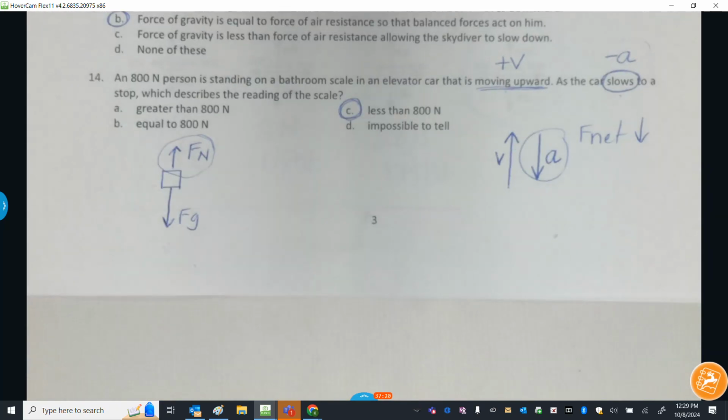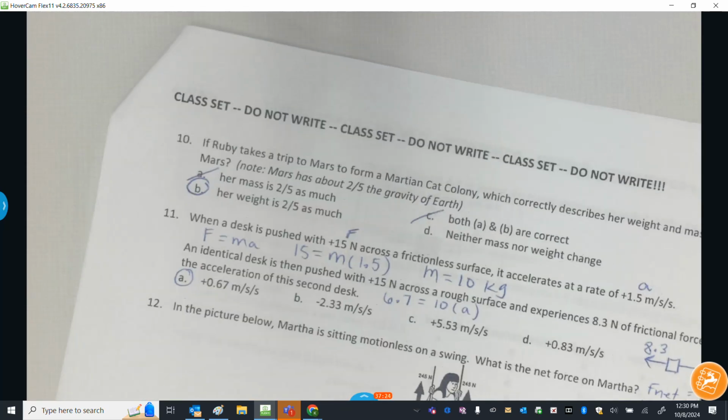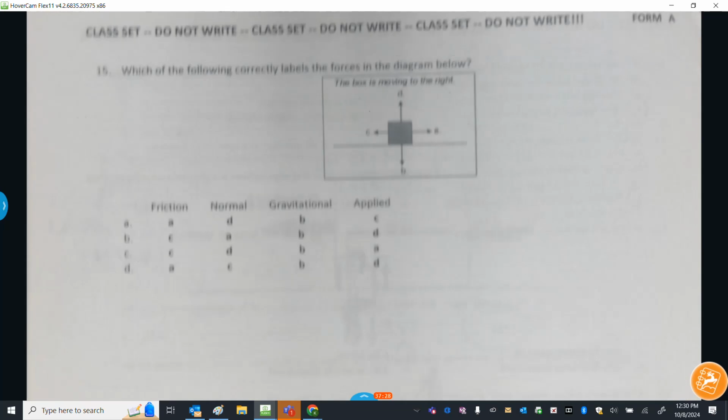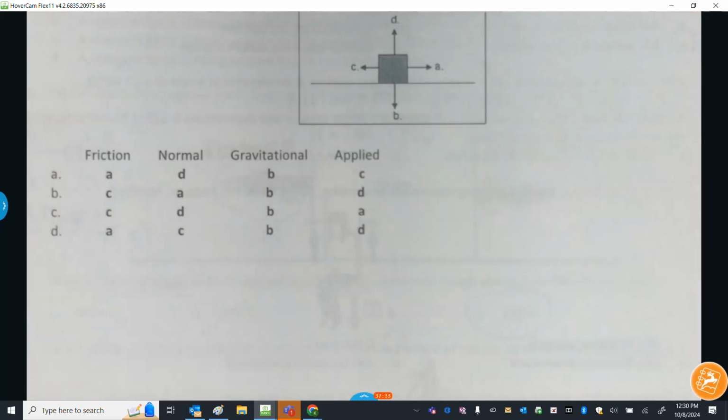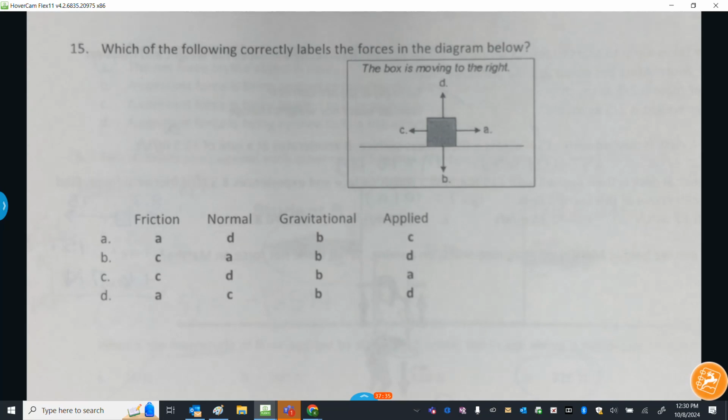No? Okay, then let's look at the last question, and then we'll come back to a couple things that I want to mention before we leave here today. All right, this is number 15 for Form A. It says, which of the following correctly labels the forces in the diagram below?